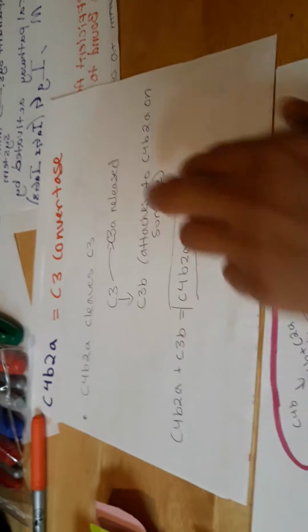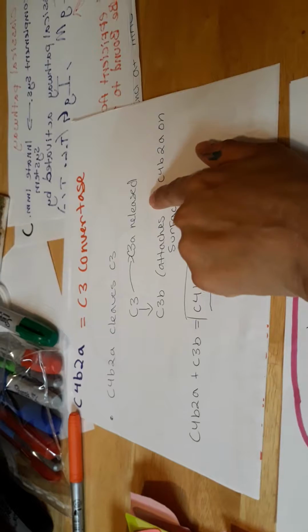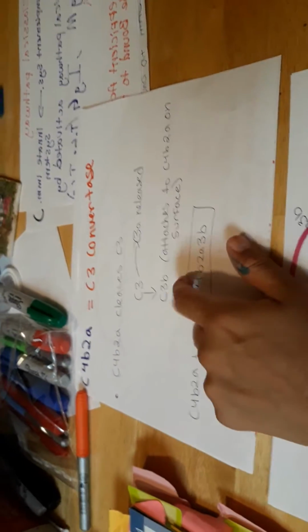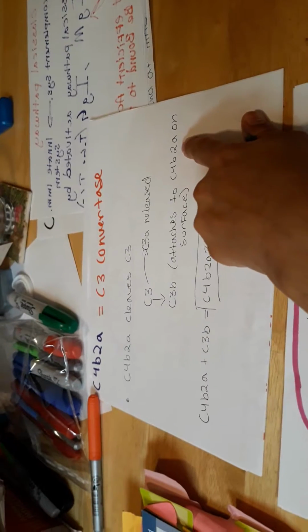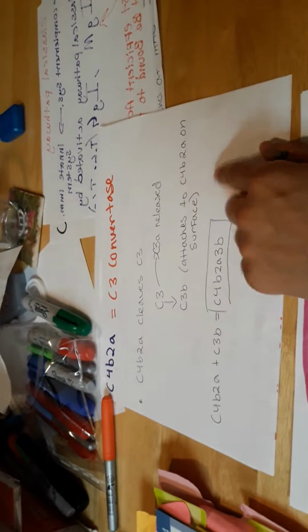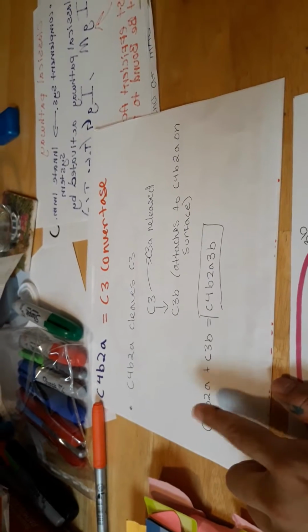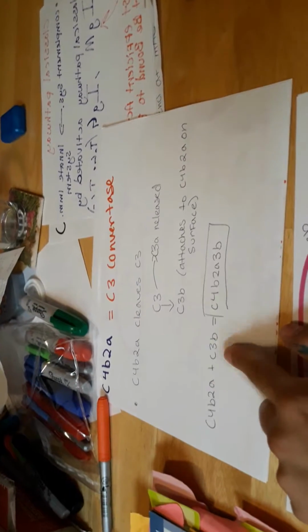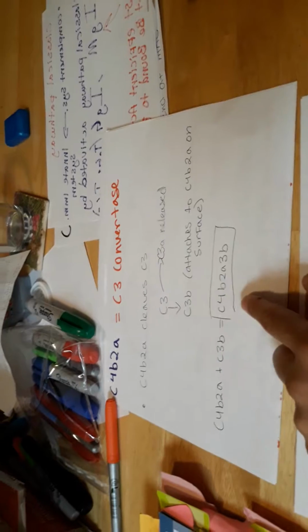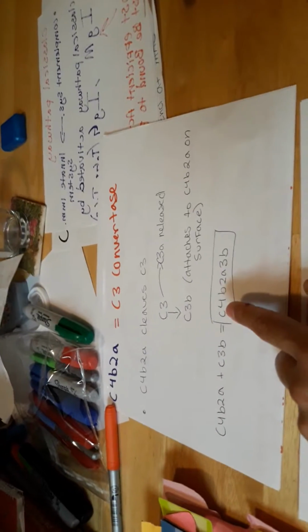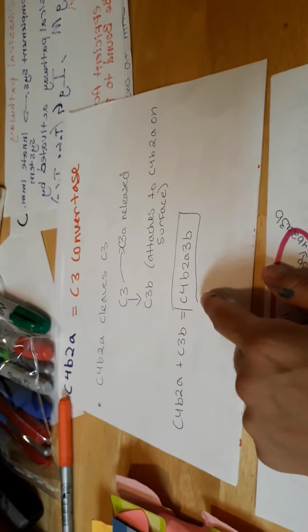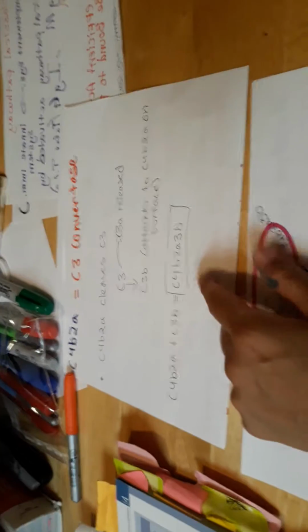C3 convertase, as the name shows, it's no surprise, it cleaves C3, okay? C3 convertase will cleave C3, C3a is released, C3b attaches to the C4b2a complex on the surface of the pathogen, okay? So this is what was on the surface before, and now C3b attaches there. And so it makes a new complex called C4b2a3b. Awesome. They also have a cool name for this one, right? No surprise. What is this one called?